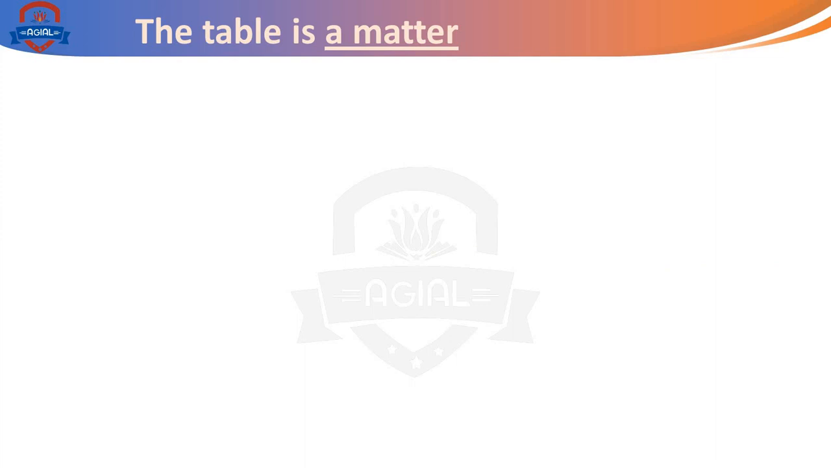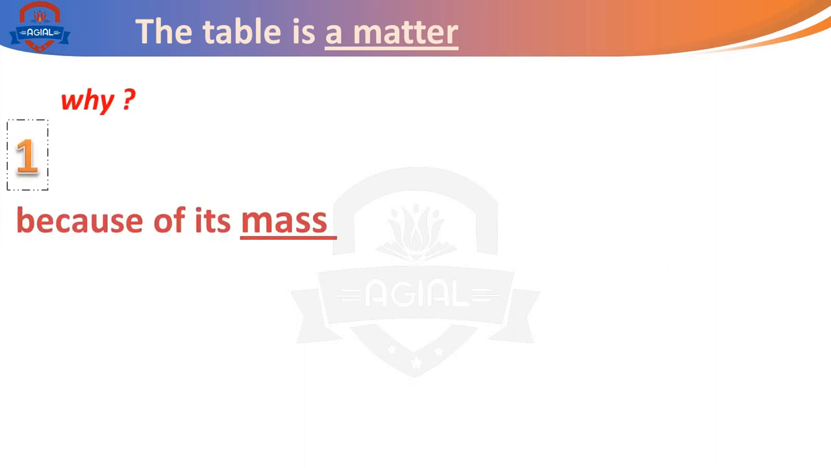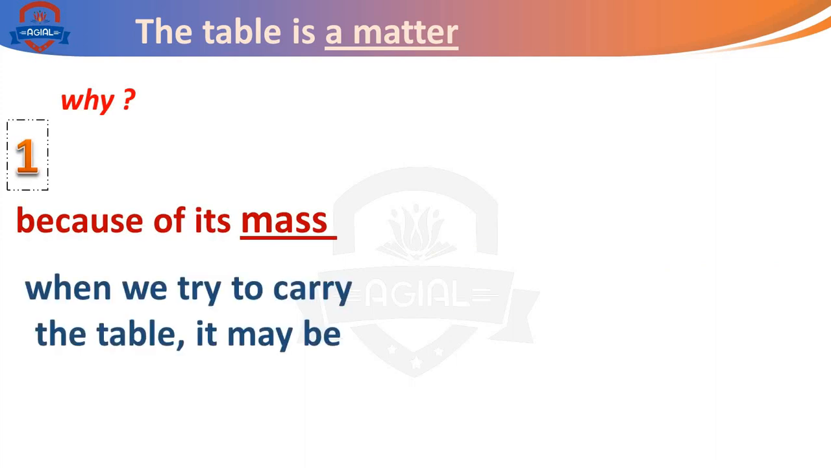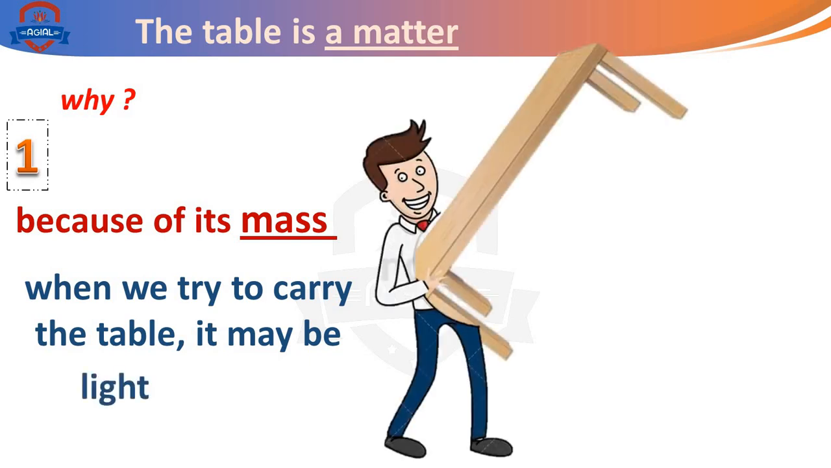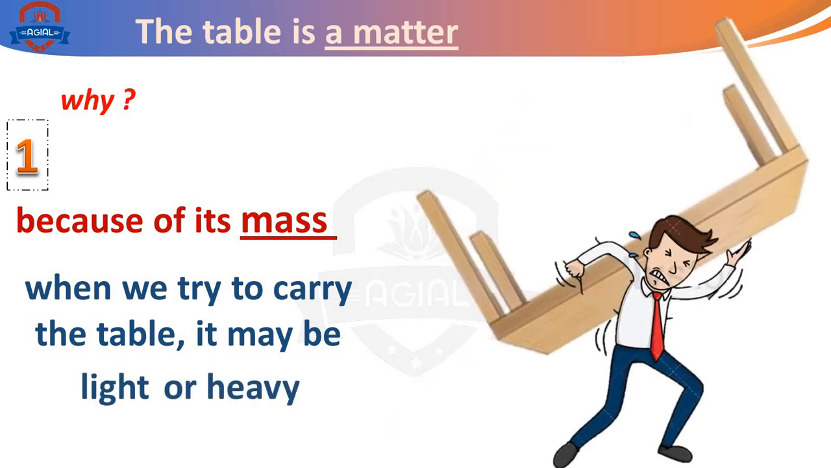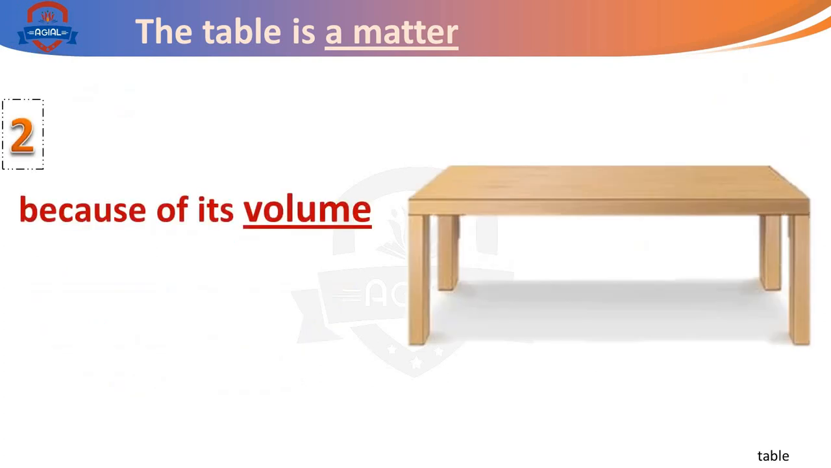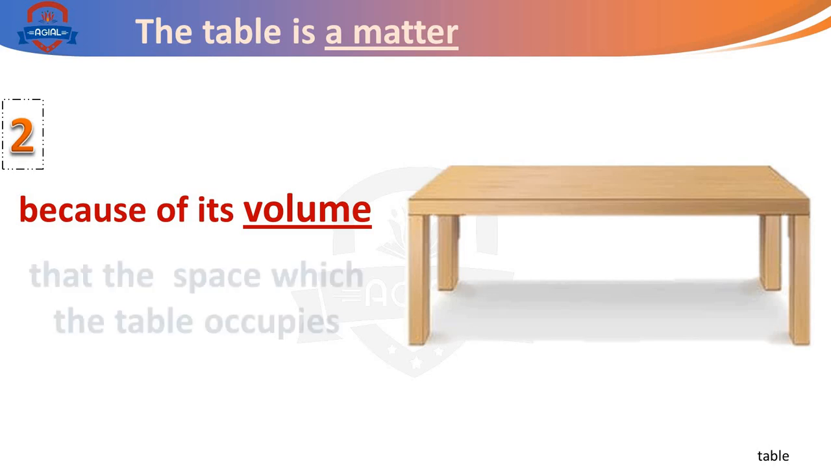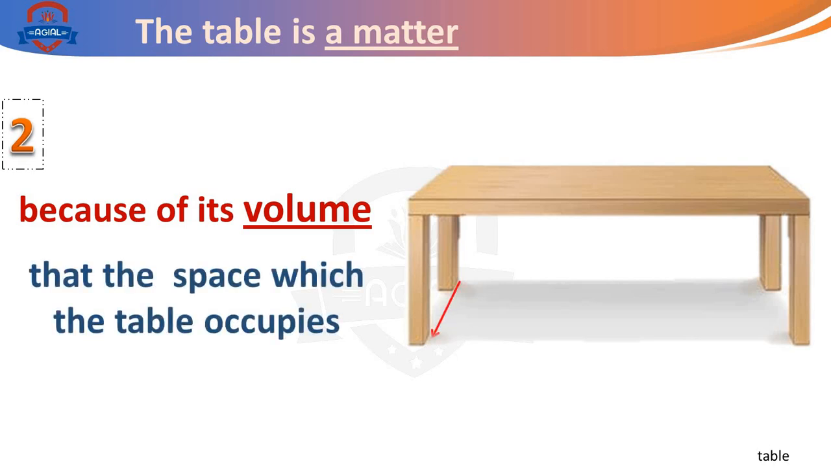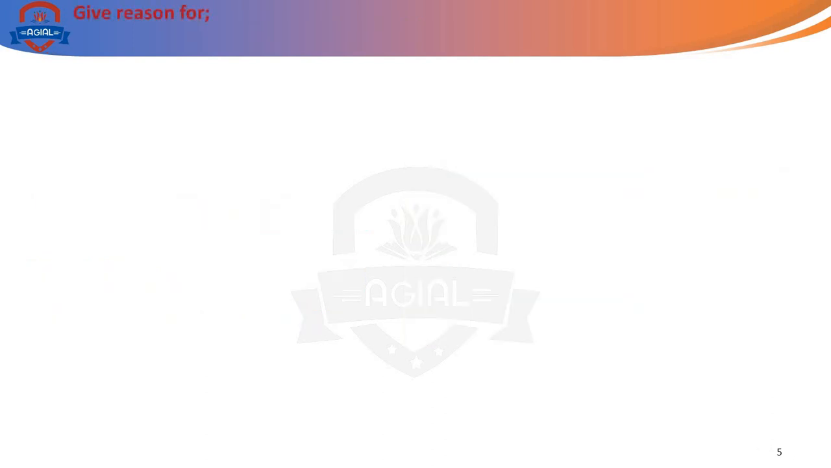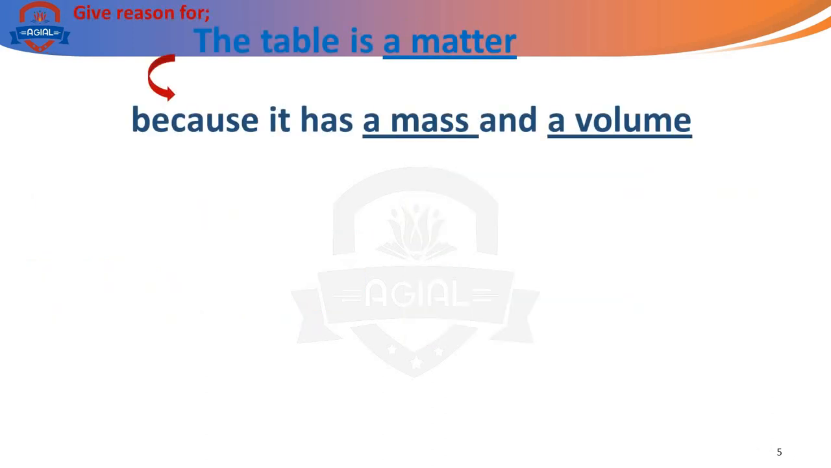We said that the table is matter because it has mass, as when we try to carry it, the table may be light or maybe heavy. And we said that it is matter because it has volume too. The volume is the space which the table occupies. So we can say that the table is matter because it has mass and volume.